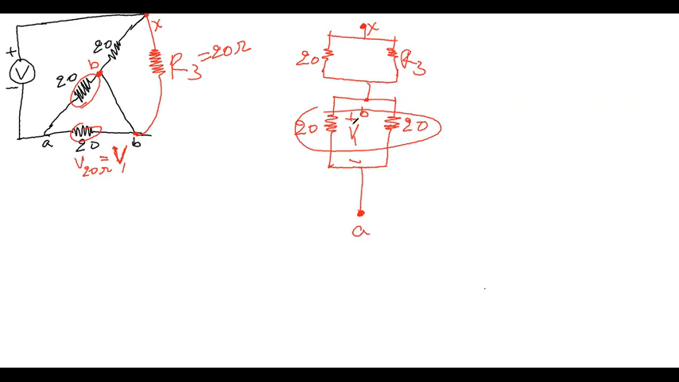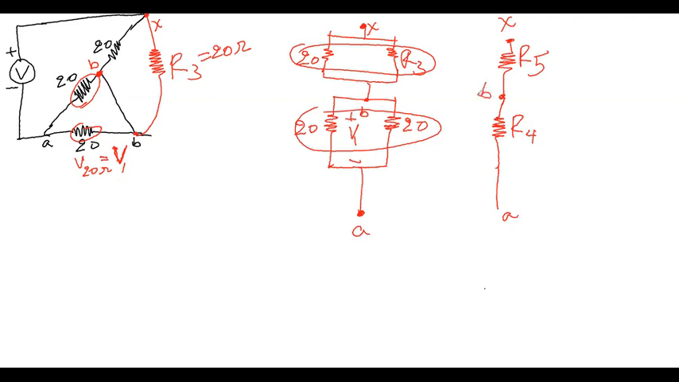So that means we can simplify this: the 20 and 20 can be replaced with, let's say, R4. And this is A. And the 20 and R3 can also be replaced with R5. And this is X. And the midpoint is B. So still we are asked the voltage between A and B. This is V1, this is also V1. So we are asked for V1.